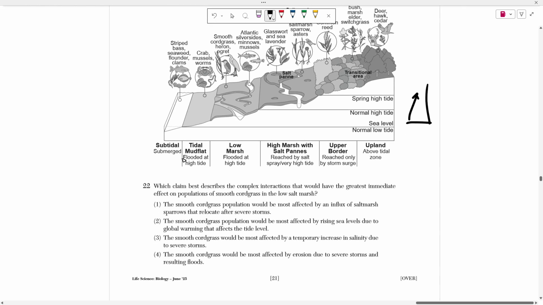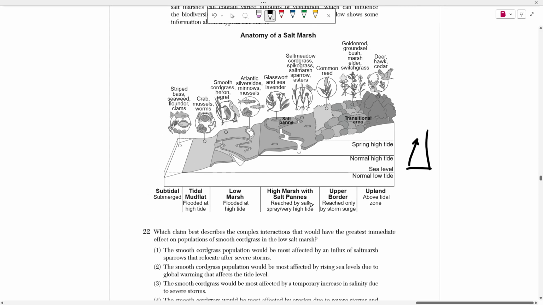So number 22 asks us which claim can best describe the complex interactions that would have the greatest immediate effect on populations of smooth cordgrass in the low salt marsh. So if we look at the low salt marsh over here, we have the smooth cordgrass. It's a plant that impacts that area. So it exists in the low marsh, and we can see here how cordgrass also inhabits the high marsh. So we have these two levels that are inhabited by the cordgrass.